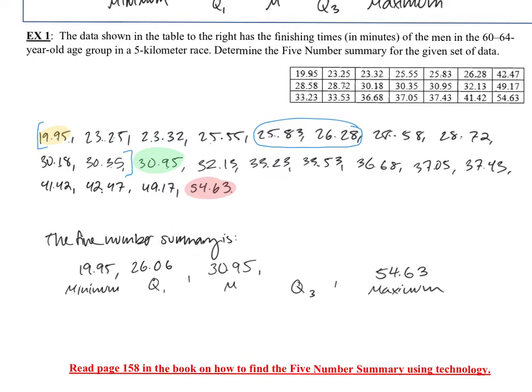Now to find Q3, which is going to be the median of the upper half. Okay, so the median of these numbers. Once again, there is no actual middle number, so we'll have to take the average between the two middle numbers, so 1, 2, 3, 4, 5, and 6 right here. Add those two up and divide by 2. Let's see what we get. 37.05 plus 37.43 divided by 2 is 37.24.